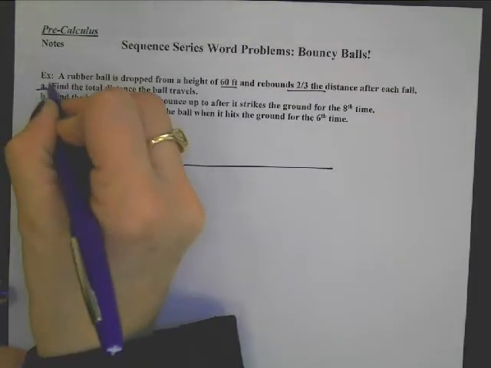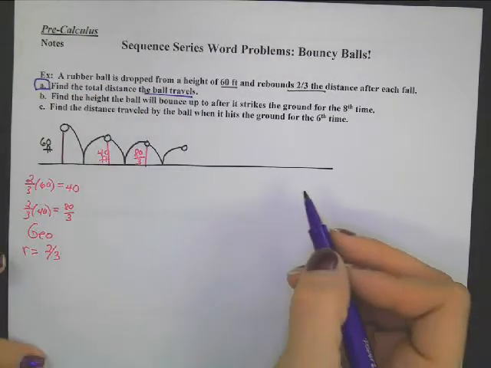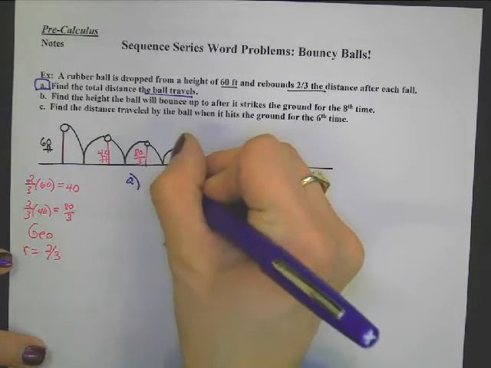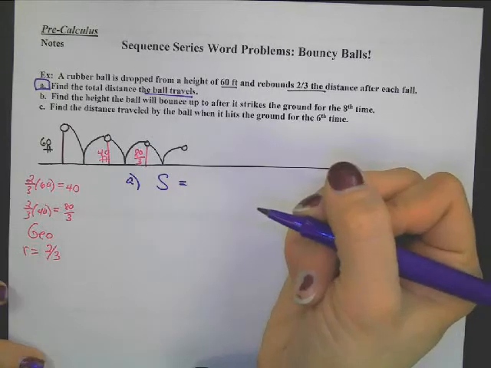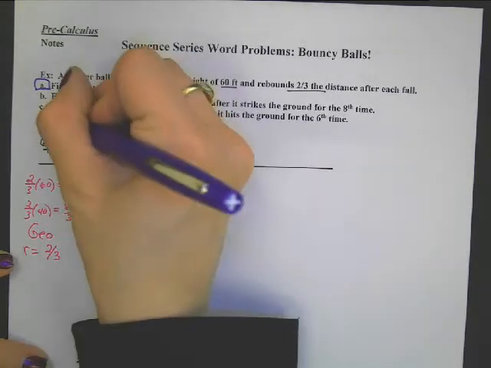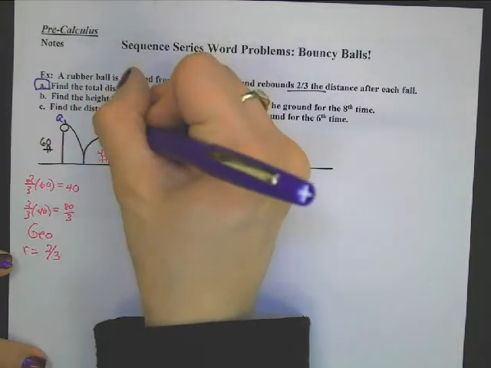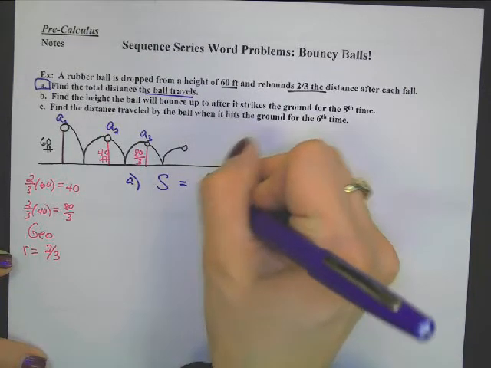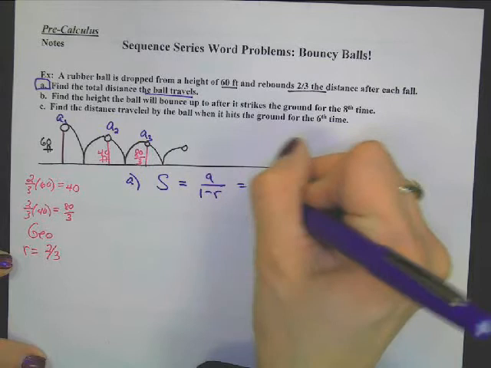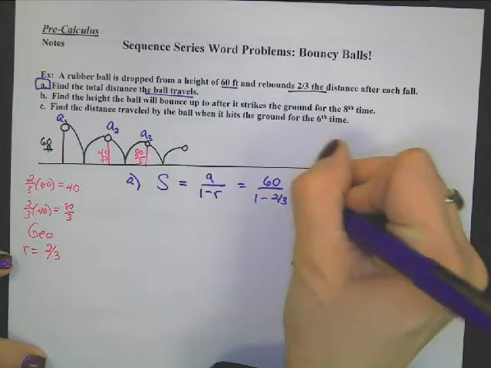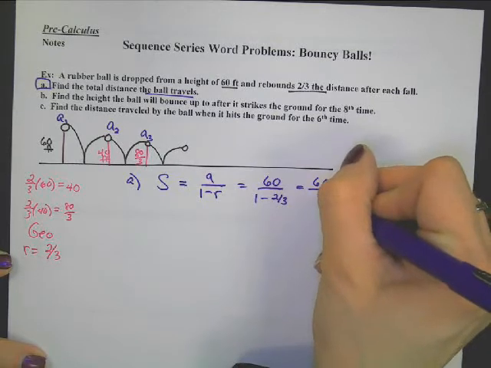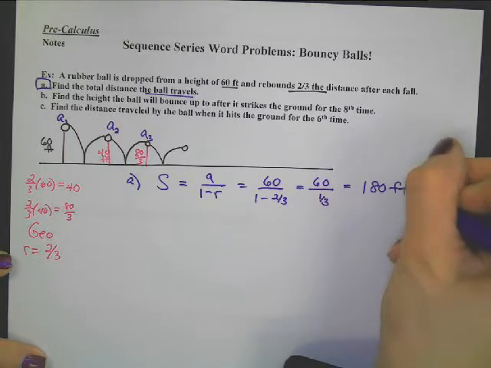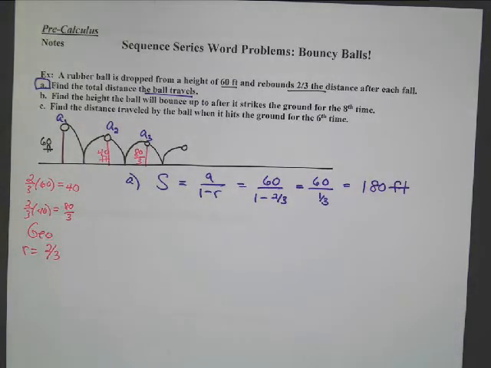Okay, so to do part A, we are going to find the total distance. Are we going to find one height or all the heights? So part A is going to be the sum. A1, the first height, is 60. A2, the second height, is 40. The sum is A1 over 1 minus r. A1 is 60. 1 minus 2/3 is 1/3. And 60 divided by 1/3 is 180 feet.